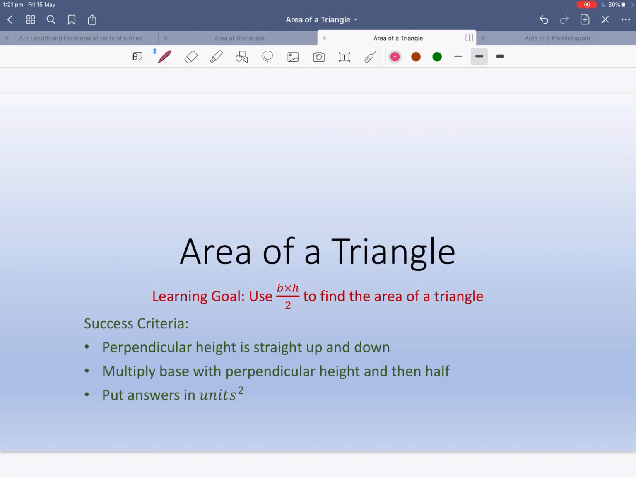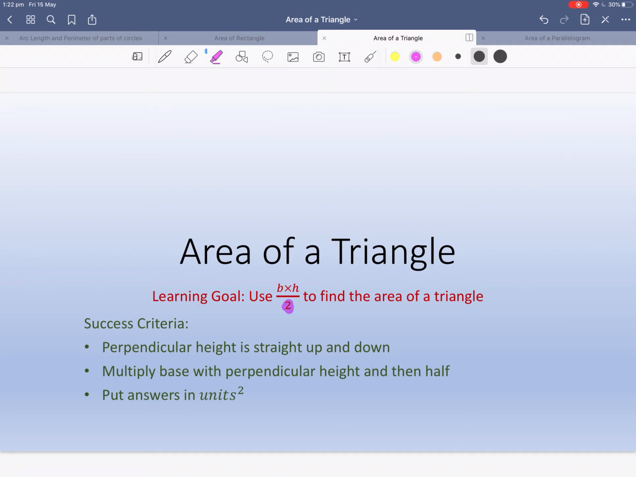Area of the triangle, okay? So we're going to use base times height to find the area of a triangle, and we're going to divide it by 2. So that's the difference from a rectangle. In actual fact, if we were in a classroom, I could show you digitally and also on paper, but we don't have any paper that we're going to cut up. But a triangle is simply half a rectangle.